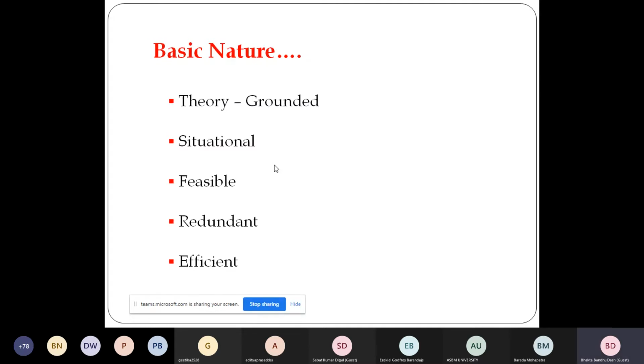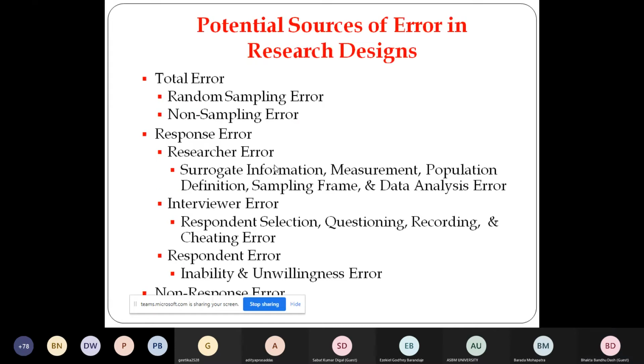When you talk about the design, it has to be grounded. The concept has to be routinely, logically identified. The process is situational on a context. And it should not be too redundant, and it has to be efficient.